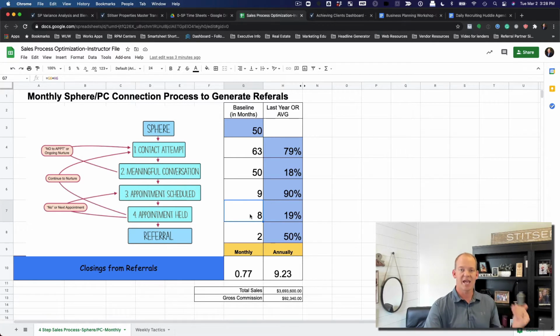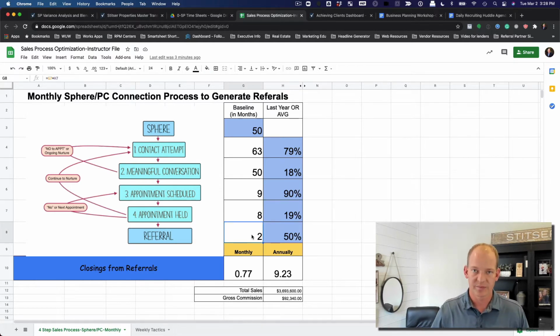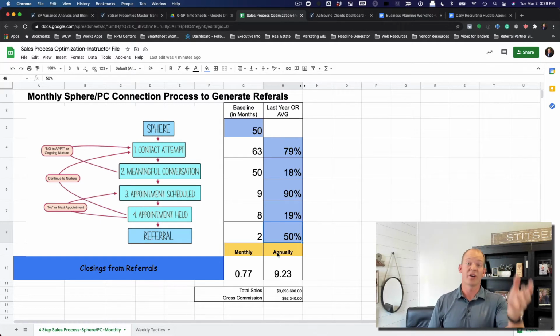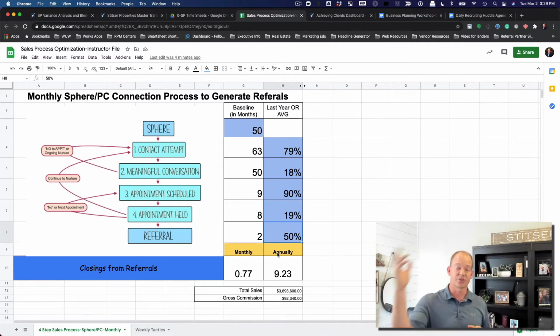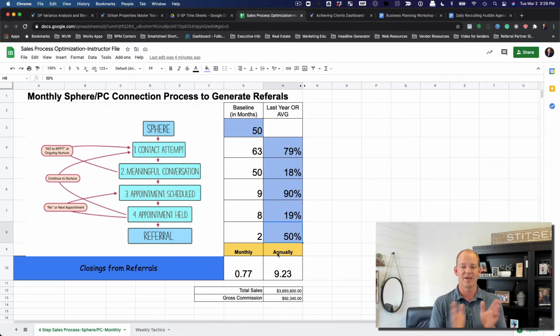Out of those 8 appointments, I'm eventually going to earn a 19% referral ratio. That means I'm going to get 2 referrals out of those appointments, those connections with my sphere and past client database. And of those referrals, 50% are going to turn into closings. Why? Sometimes you're going to get referred from a past client or friend, and that person's already going to know another agent, or their mom's going to be an agent, or they're already searching for homes. Whatever the situation may be, we assume about a 50% conversion ratio as a baseline, okay?